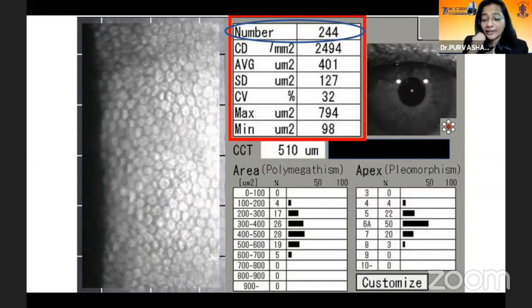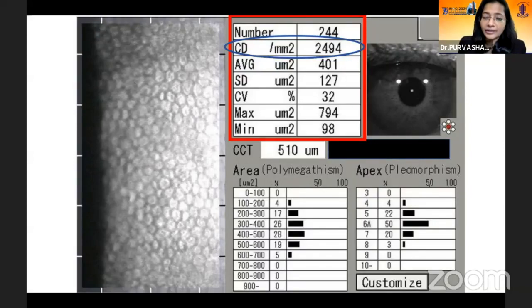Here, basically for analysis, we need a good representative sample, and this should be at least more than 50, and this will give us the further analysis. Then comes the cell density, or the endothelial cell density, which we are interested in as cells per millimeter square. And this basically degenerates with age, as we know.